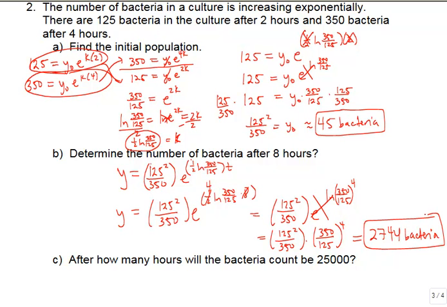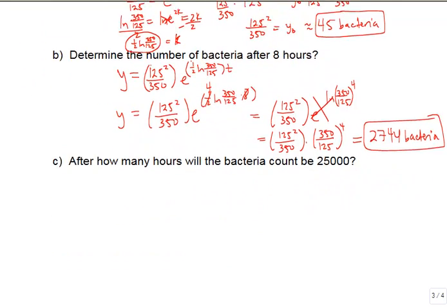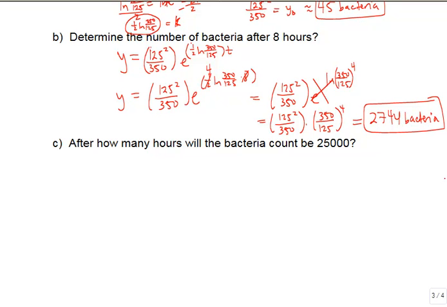Okay? All right, last question. After how many hours will the bacteria count be 25,000? So this time around, we are being given the bacteria number that we want to end up with, which is a y variable. So this time we're being given y, and we want to know t. So you have to go back to your model right here, and we're going to plug in 25,000 over here where y is.